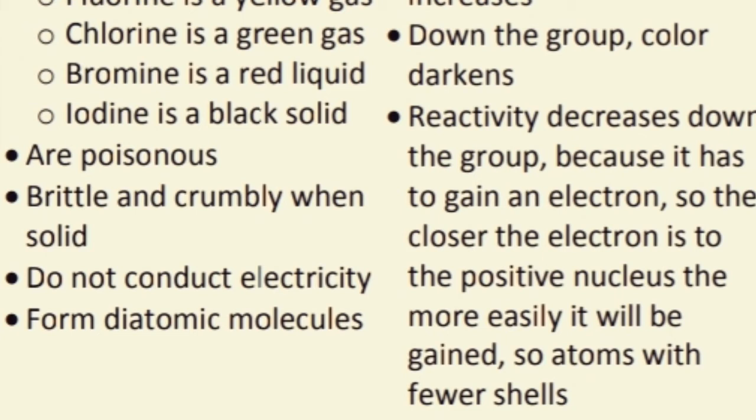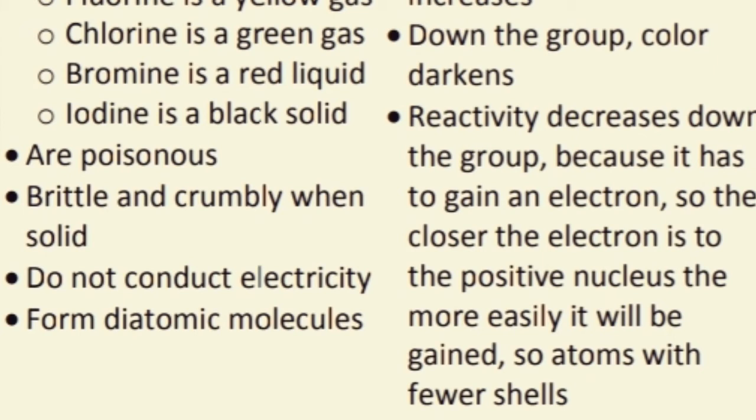So here we discussed halogens. Halogens are fluorine, chlorine, bromine, iodine, astatine. Fluorine and chlorine are gaseous, bromine is liquid, iodine and astatine are solid. They are colored elements. They are poisonous. They do not conduct electricity. They are diatomic in nature. Fluorine is pale yellow, chlorine yellow green, bromine red brown, iodine and astatine are black.